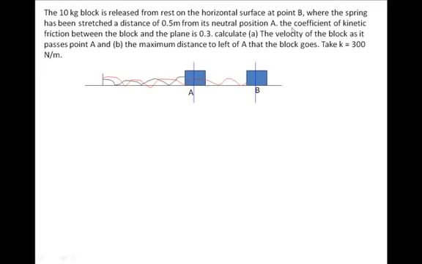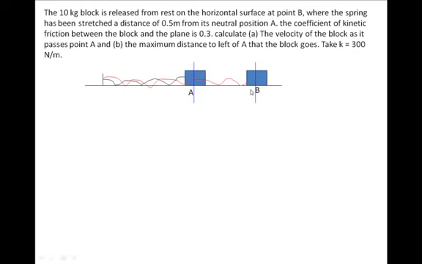Now they say if the coefficient of kinetic friction between the block and the plane is 0.3, calculate the velocity of the block as it passes point A. This is the first part. And the second part, they want to know the maximum distance to the left of A that the block goes. They have given k as 300 Newton per meter.